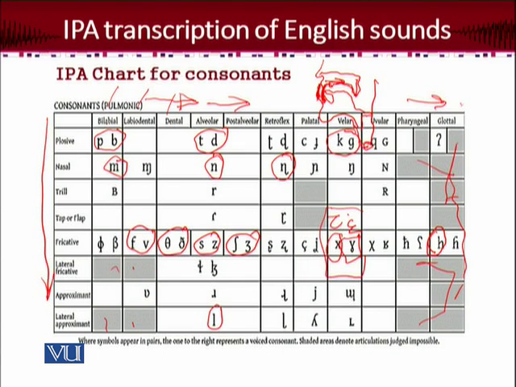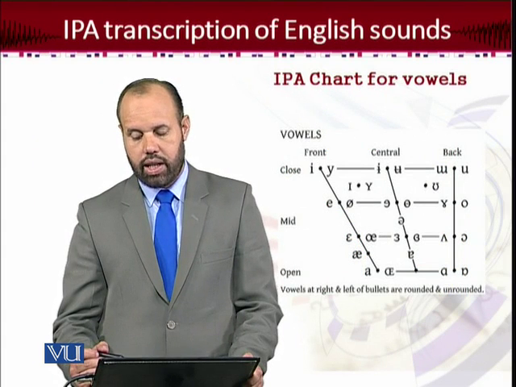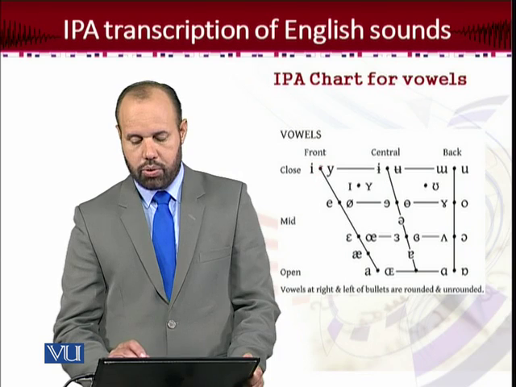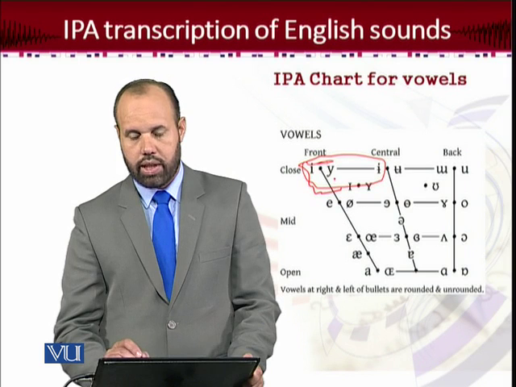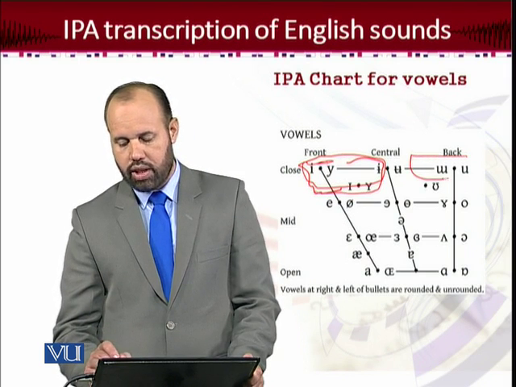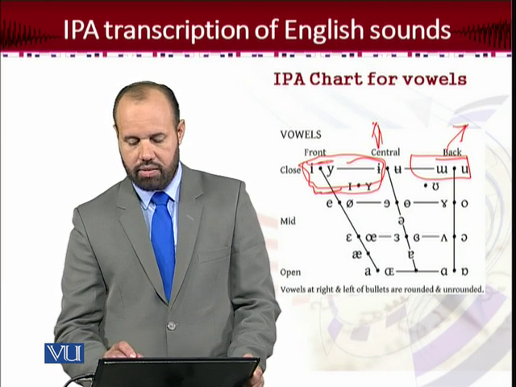This was for consonants, and now let me show you the chart which is used for IPA vowels. Okay, IPA chart for vowels. This is the quadrilateral, you see, and these are the close sounds. Close. Your tongue is basically very close to the roof of the mouth, and these are also close sounds, but they are from the back side, from the back of the tongue, right? And this is the center of the tongue, and again this is the front part of the tongue.